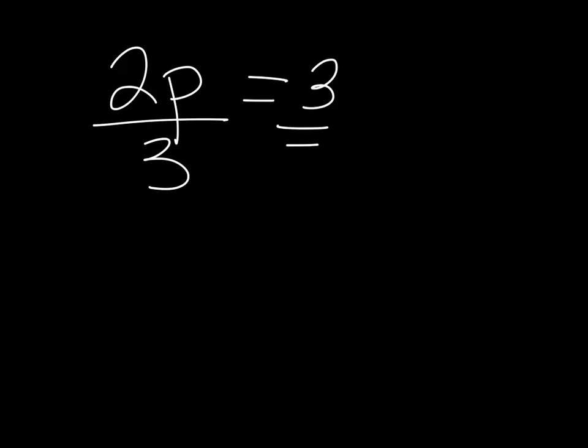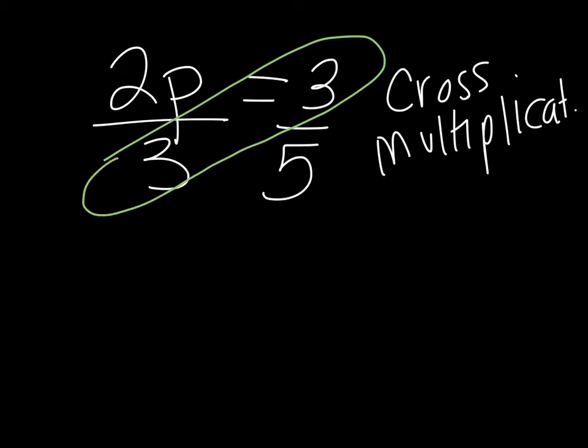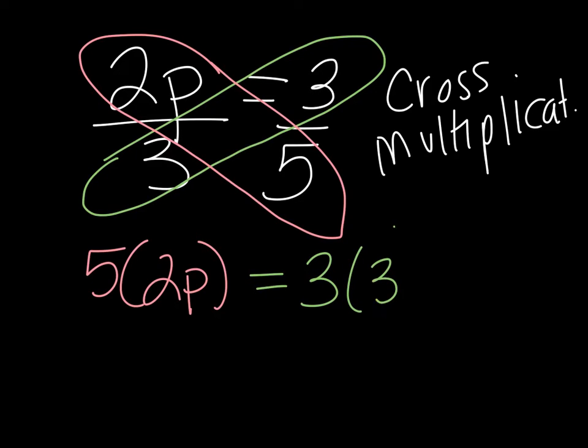So from the previous problem, we have 2p over 3 equals 3 over 5. I'm going to use cross multiplication to solve this. So that means I'm going to multiply across, and I'm going to multiply across here. So in pink, I'm going to have 5 times 2p, and in green, I'm going to have 3 times 3.